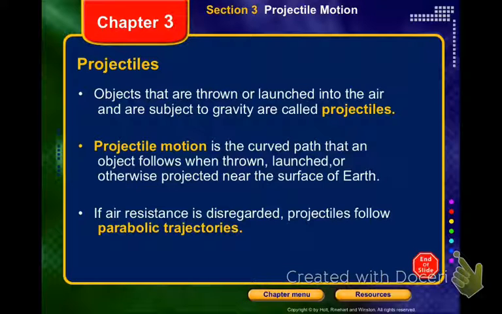So, projectiles. These are objects that are thrown or launched in the air and are subject to gravity. And we'll mention gravity again before it's over with. It is a curved path, and it follows when thrown, launched, or otherwise projected near the surface of the earth, and it takes on a parabolic trajectory. And we're going to ignore air resistance in anything that we do. Parabolic trajectory. Anybody have an idea?